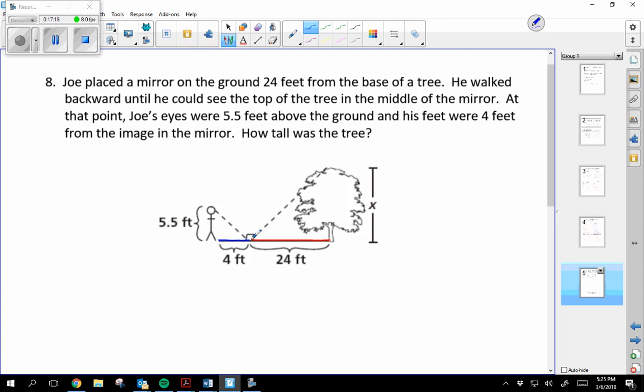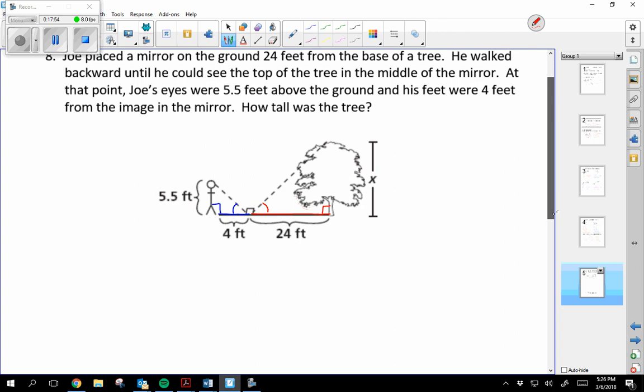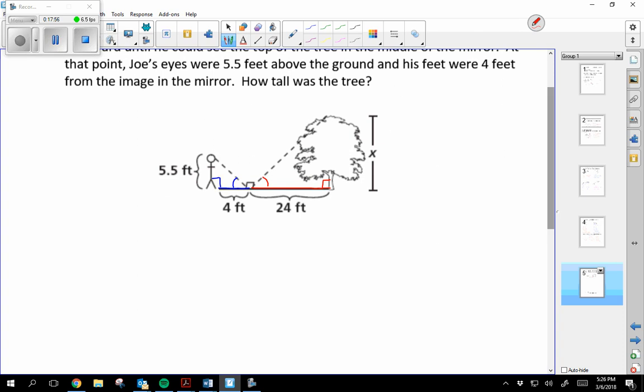These two triangles are similar because if Joe is standing upright, we have a right angle over here. And if the tree is standing upright, we have a right angle there. So that's one pair of angles that are congruent. But then something you need to know is that when a reflection occurs, the angle at which something comes into the mirror matches the angle at which it bounces off. It's called the angle of incidence and the angle of reflection. So once again, we just have two similar triangles, and we'll set up another ratio.